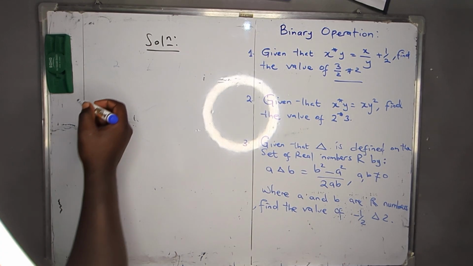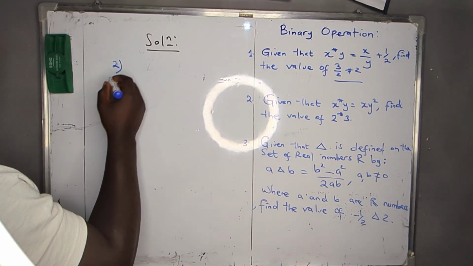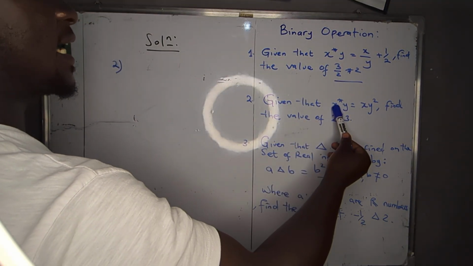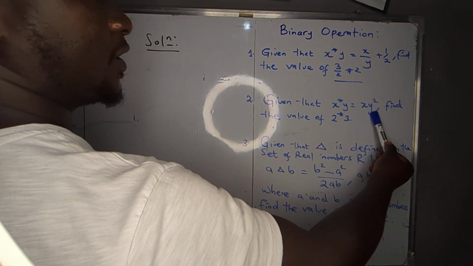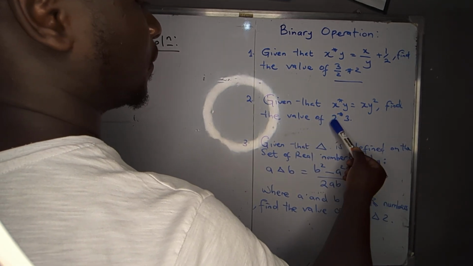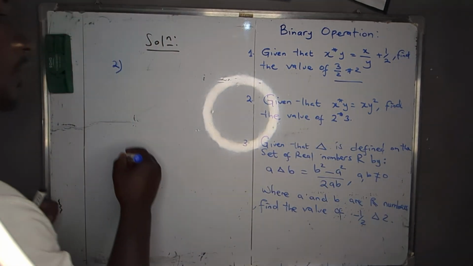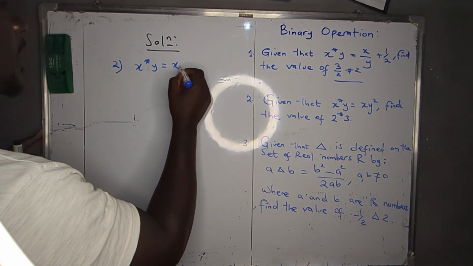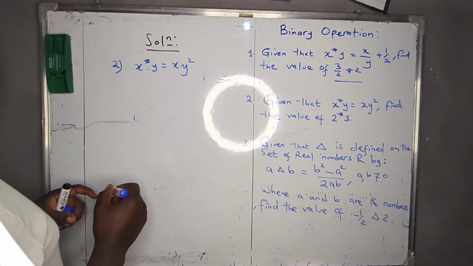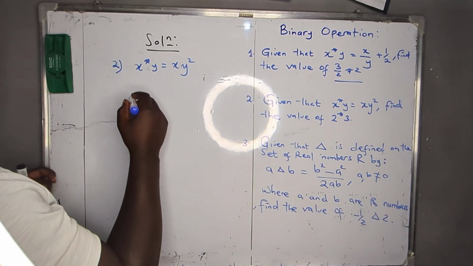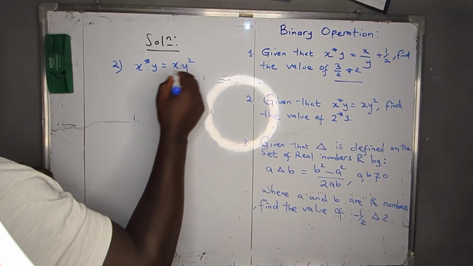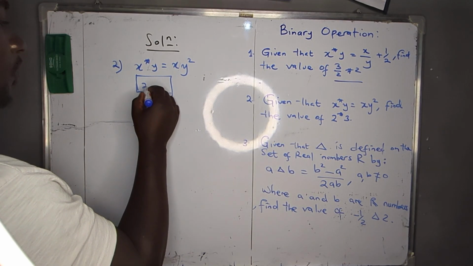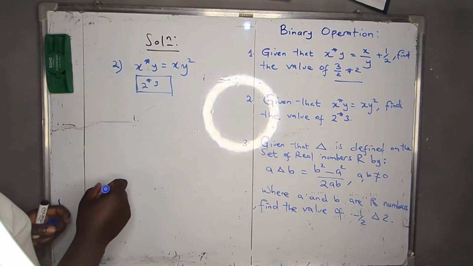Try a different marker. So, saying number 2, let's read the question together as well. Given that x star y is this expression, find the value of 2 star 3. Okay, so what we have here is x star y is equal to x y squared, and we are asked to find the value of 2 star 3.